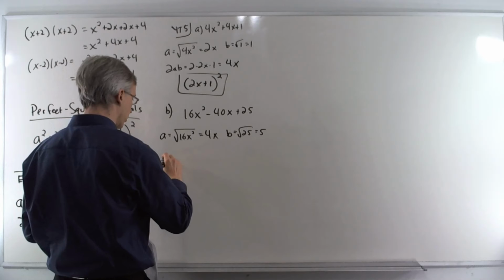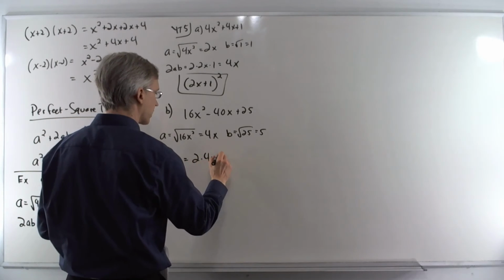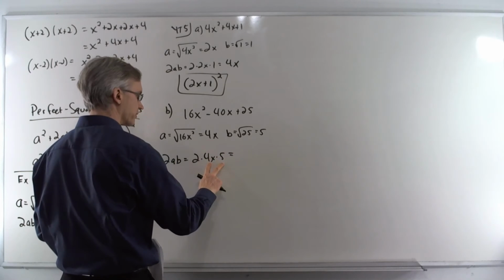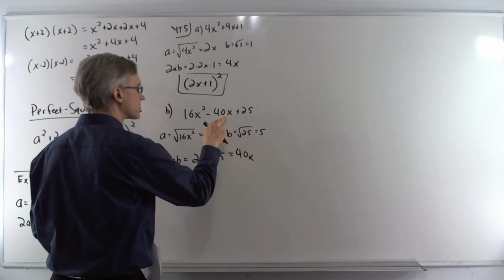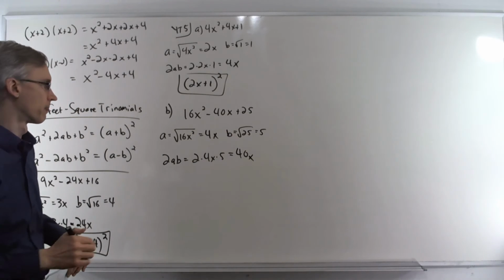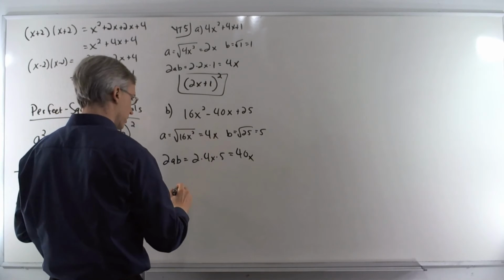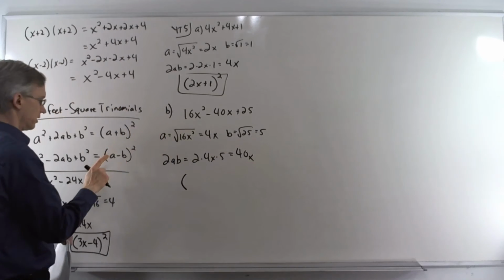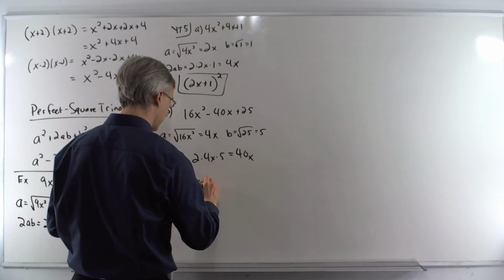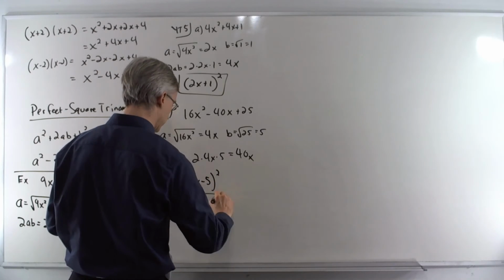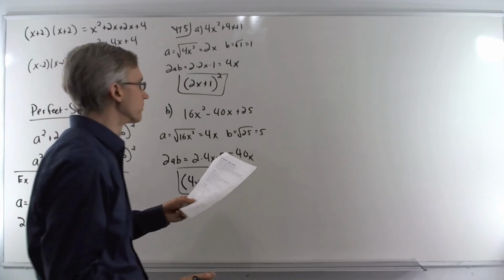Now let's check the middle term, 2ab, which equals 2 times 4x times 5. 4 times 5 is 20, times 2 is 40. And keep the x. 40x matches the middle term. So we have a perfect square trinomial. Now we've got a negative middle term, so that means we're going to use the negative version. So that will be (4x minus 5) squared. C.